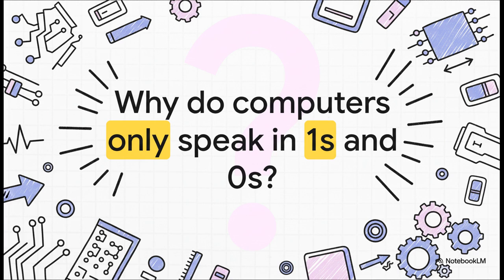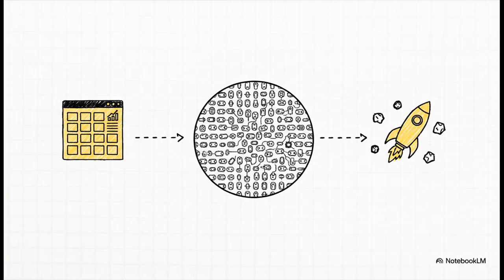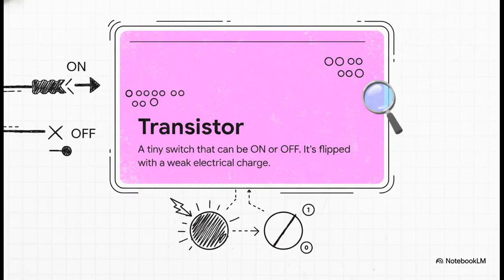The answer, it turns out, is surprisingly simple, and it has everything to do with the physical world. So, to really get this, we have to forget about the software for a minute. We need to get physical and look at the actual hardware, the real nuts and bolts inside the machine. Because at the very bottom of it all, every single thing your computer does, from sending an email to rendering a blockbuster movie, it all boils down to controlling billions, literally billions of tiny, microscopic switches. And that tiny little switch is called a transistor.